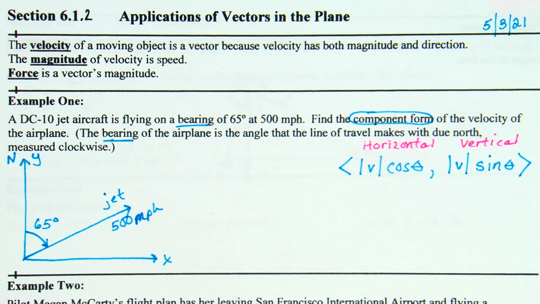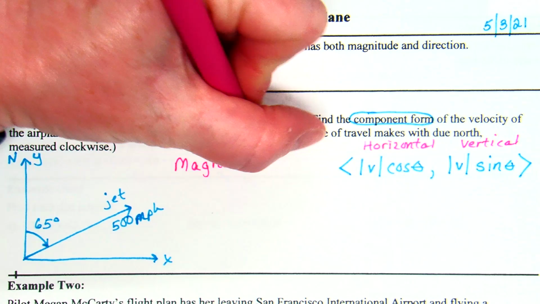So our job is to find component form. That's what we can use to fill it in. Now, before we can do component form, what's something we have to know? We're going to have to know the magnitude, aren't we? That absolute value of V is the magnitude.